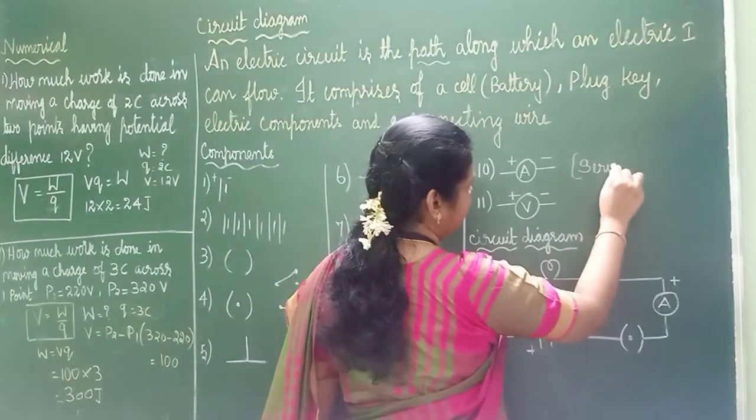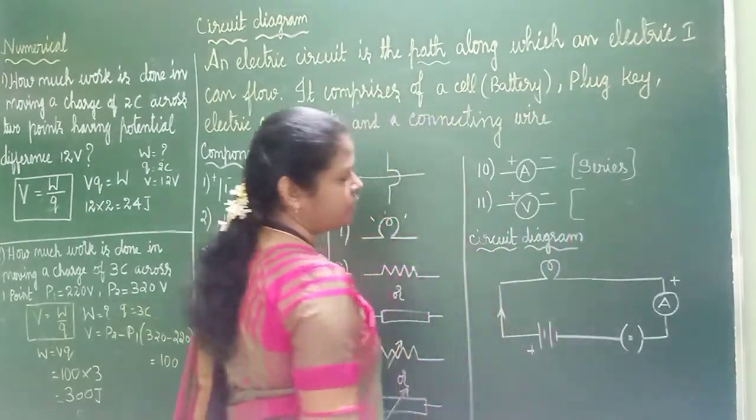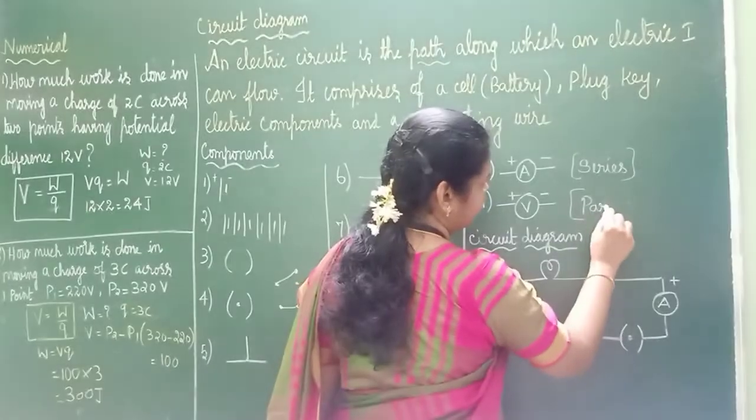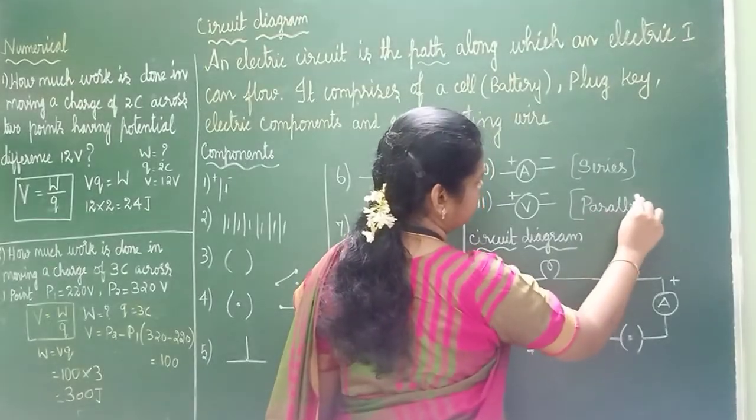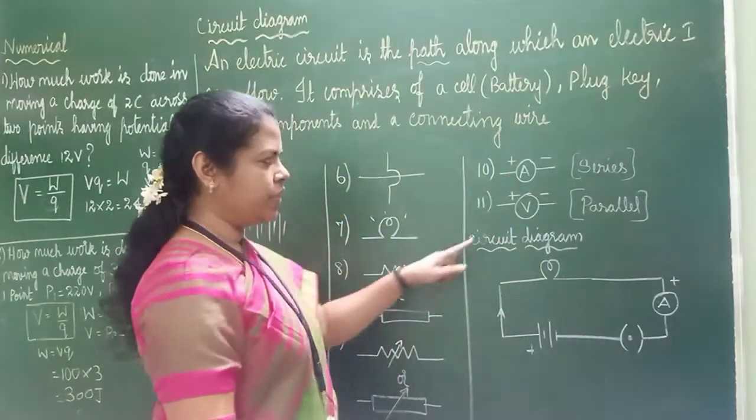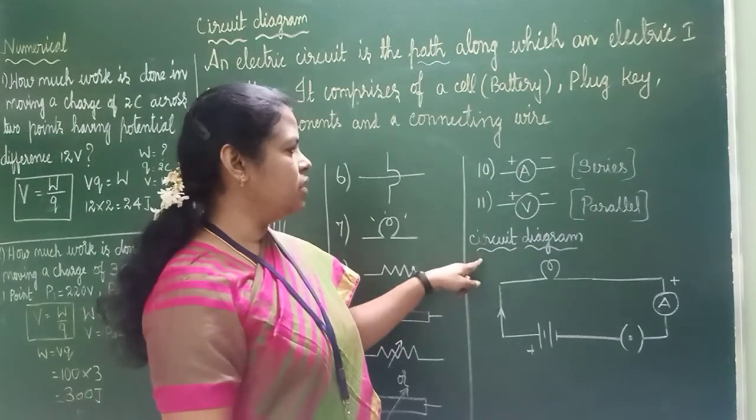This word is very important. Always they are connected in series. This is a voltmeter, and it is always connected in parallel. One positive terminal and one negative terminal. Here also one positive terminal, one negative terminal. How it is connected, I will show. This is the circuit diagram.